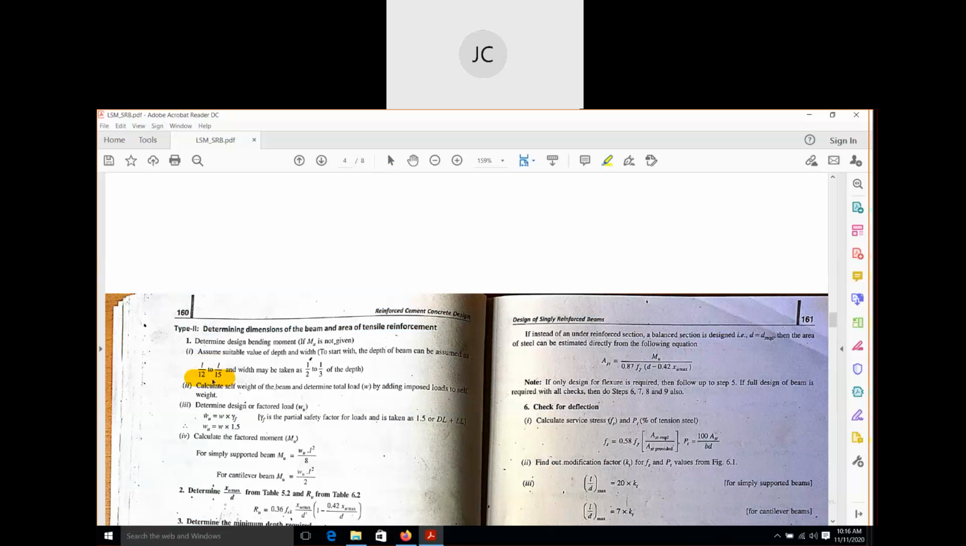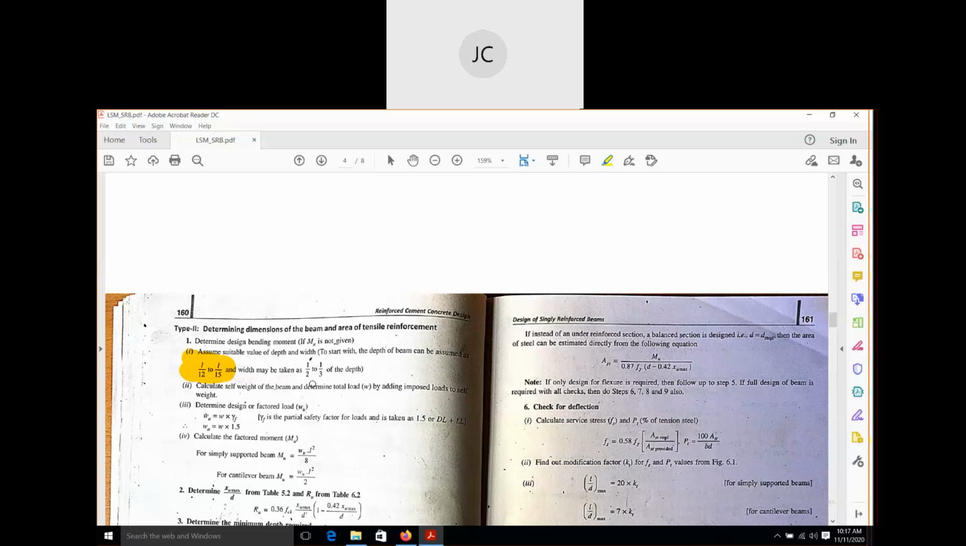That means if the values of B and D are not given, and the clear span is given, then in that case we have to assume a value between L by 12 to L by 15 as the depth of the beam. After getting the depth, the width of the beam can be taken as 1 by 2 to 1 by 3 of the depth. So if you have got the depth of the beam as 500, you can take the width of the beam as half of the depth or 1/3 of the depth.